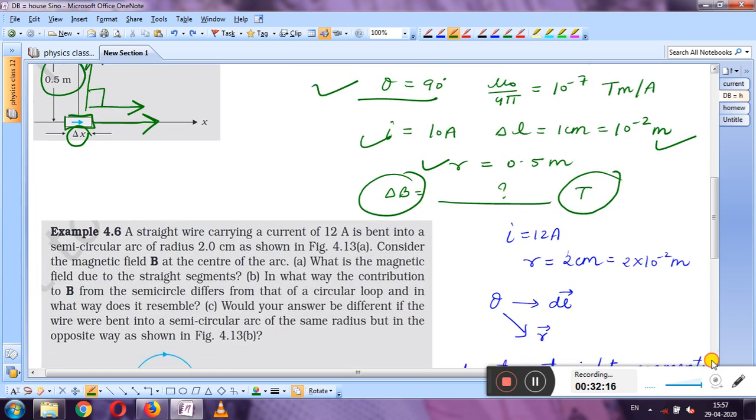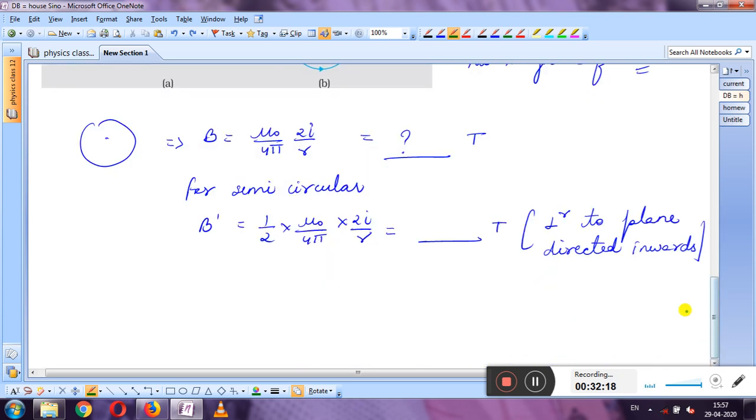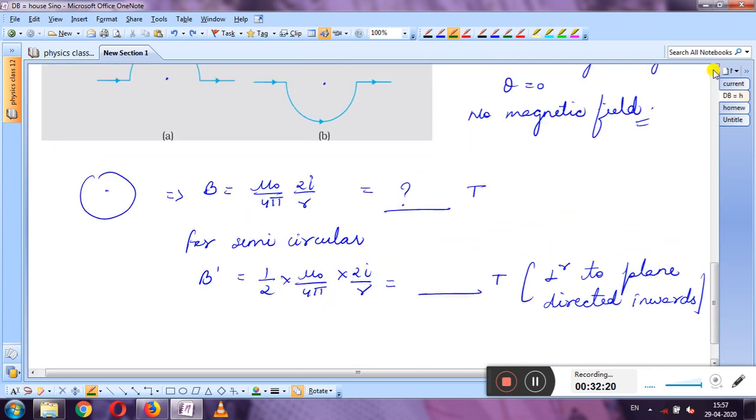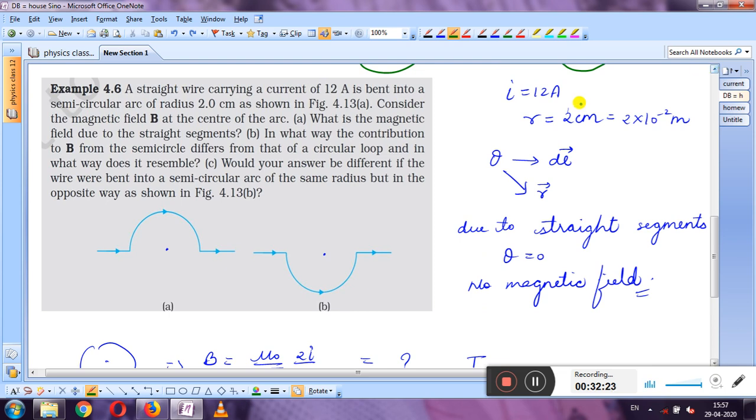After this, one more important question you have. Look here. This is a theoretical question as well as numerical. What is the question? There was a straight wire carrying a current of 12 ampere. That wire is bent into a semicircular arc, like you can see here, of radius 2 centimeter. Consider the magnetic field B at the center of the arc. So we have to look for the magnetic field at the center of this arc.